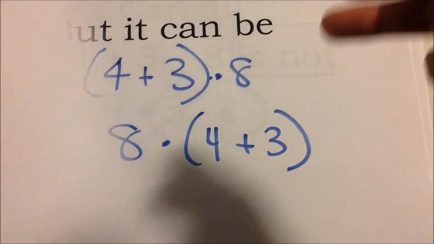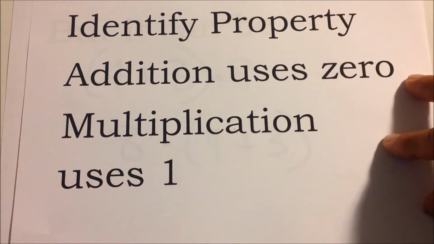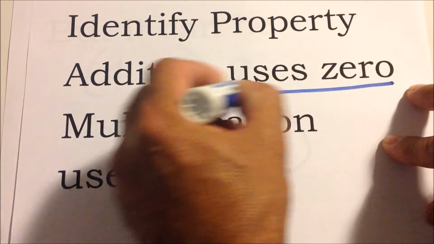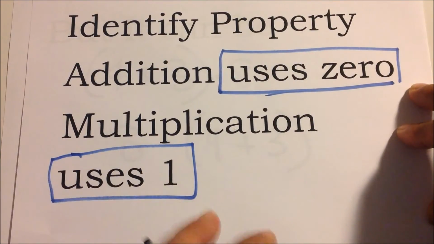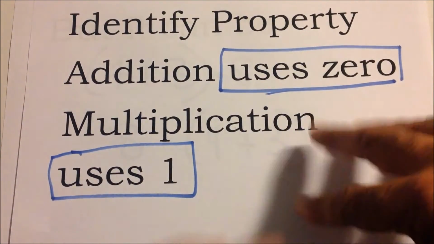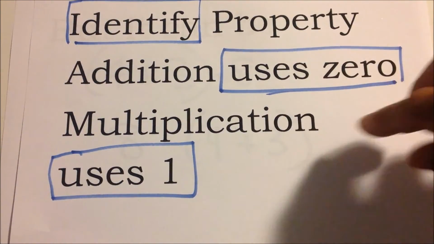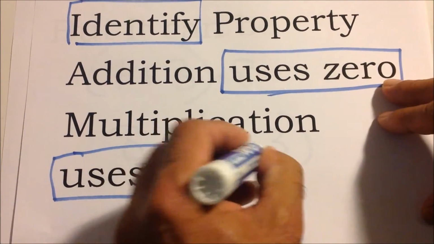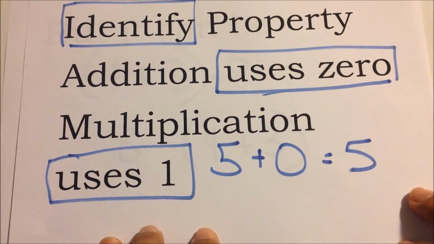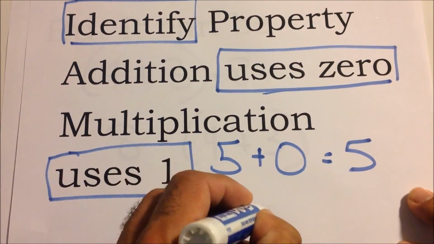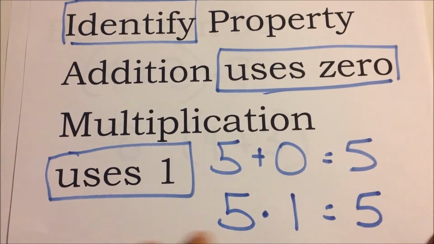The next property, the last property we'll talk about in this video, is the identity property. In addition, it uses 0. In multiplication, it uses the number 1. Think of identity. It just gets the same number. So how can you get the same number? Well, if I had 5 plus 0, I get the same number. That's the identity property. In multiplication, 5 times 1 gives me the same number. So that's all it is, the identity property.